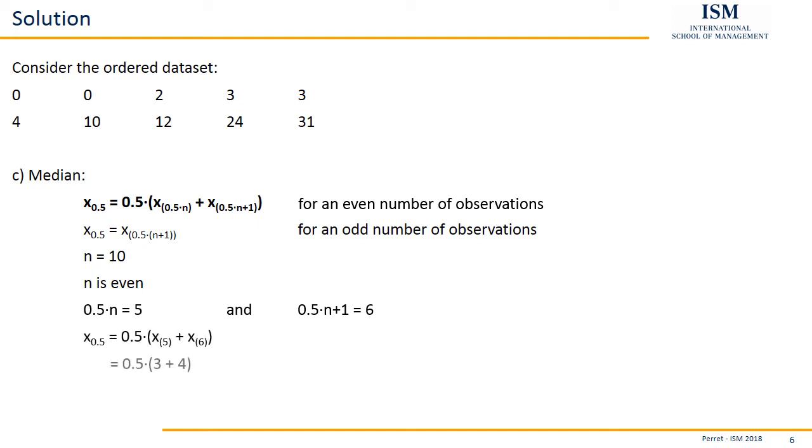This is what we're actually going to do here. We add 3 and 4, the fifth and the sixth data point. 3 is the fifth data point, 4 is the sixth data point, and divide them by 2, leading to a median of 3.5.